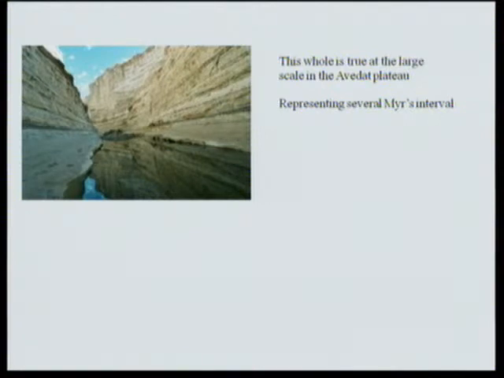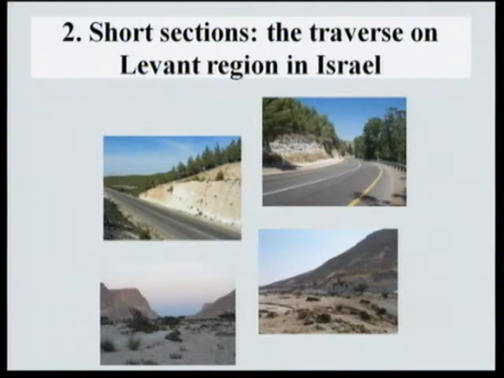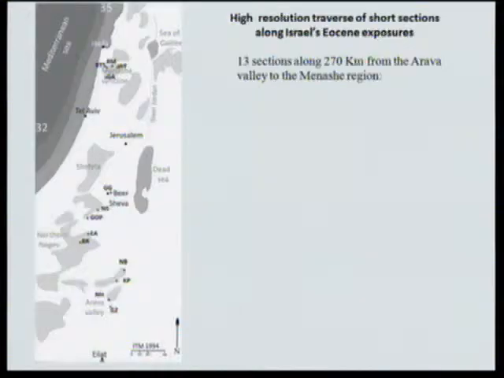interval. But I'm asking more than this. Is there any pattern of variance within the assemblage in a small, say 10 to 100,000 years scale, which is the difference between each one of the bed sets of that? And therefore I used the second data set, which is a short section, a traverse on the Levant region of Israel, beginning from the Arava Valley and ending in the Ramot Menasheh, very close to Kibbutz Dalia. And we have a high-resolution traverse of short sections along Israel's Eocene exposure that is covering 270 kilometers from the Arava Valley to the Menasheh region, and it is believed to be a traverse from proximal to distal position in the ocean of the Tethys.